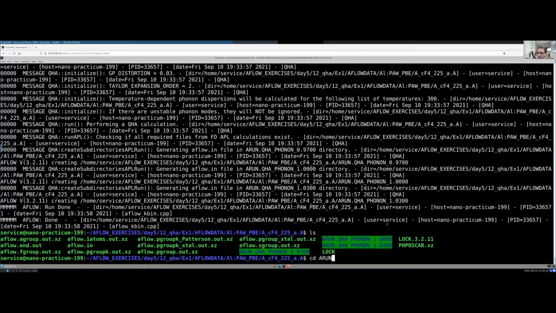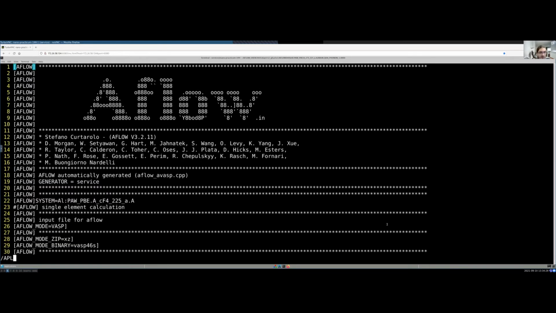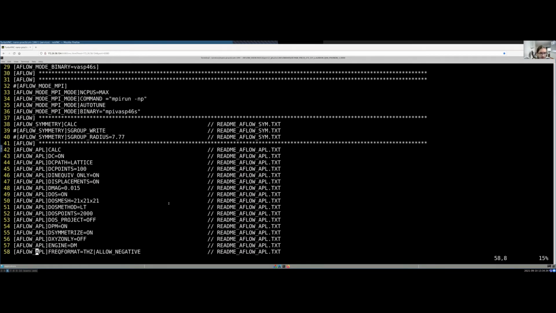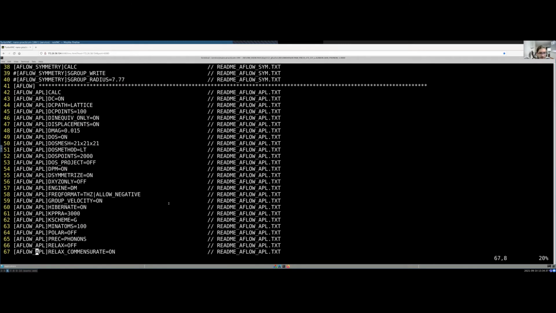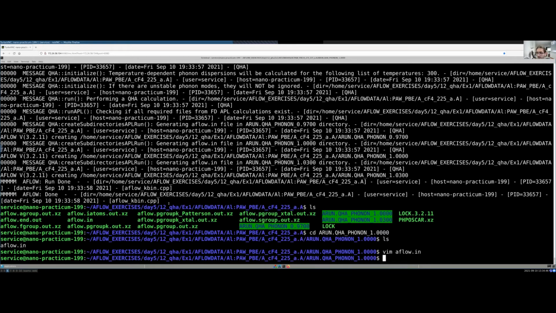If you go inside, you will see an AFLOW file. And if you have a look inside it, you will see that APL calc is uncommented. And all of the options specified for QHA calculations are transferred here. So as you see, polar is off, relax off, it's the same as it was set up in the main file. And then in real production calculation, you will need to run VASP in each of these subdirectories.